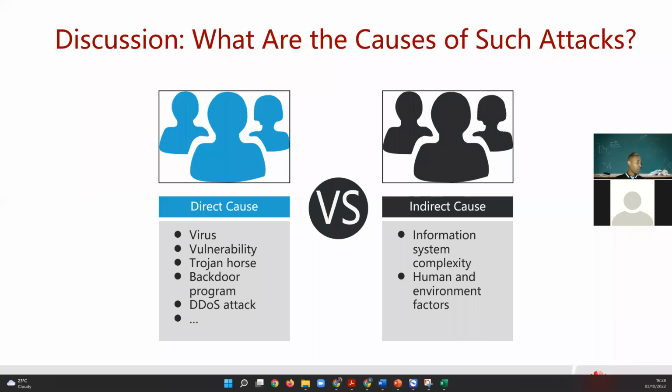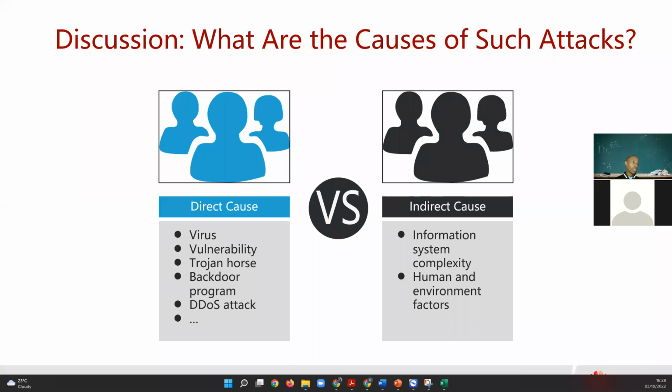So we're talking about some direct causes you already know. The DDoS, I think it was Dennis who was telling you about the DDoS. There's a backdoor, there's the Trojan, there are vulnerabilities in software or in an operating system, there's the virus. Those are some of the direct causes of attacks such as APTs, advanced persistent threats, as well as ransomware such as WannaCry.